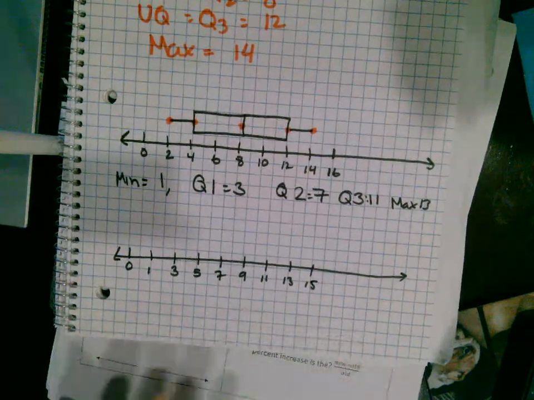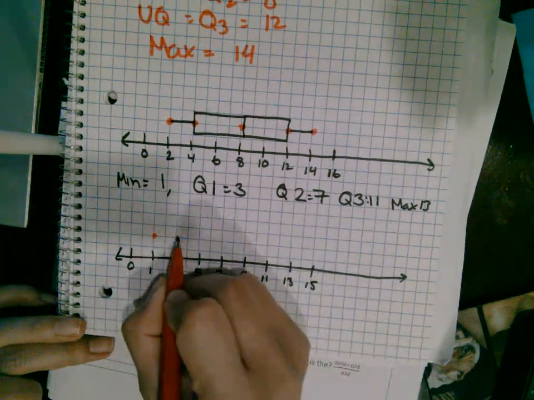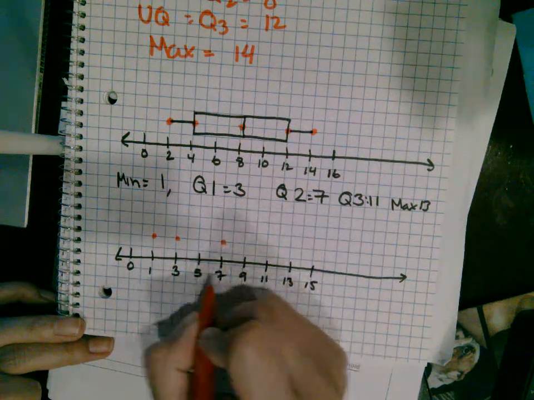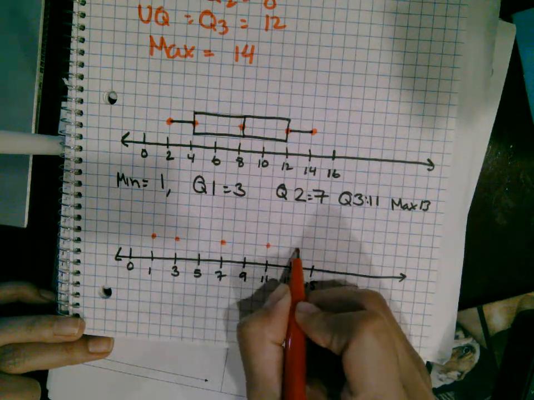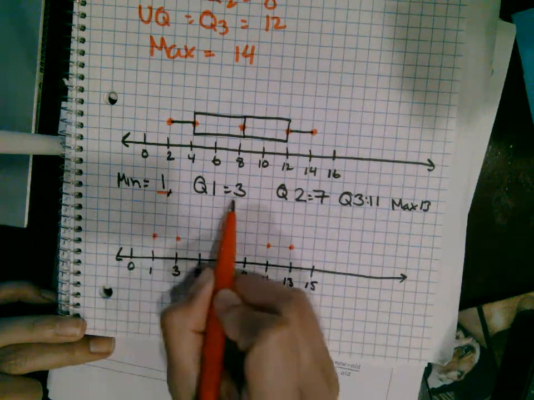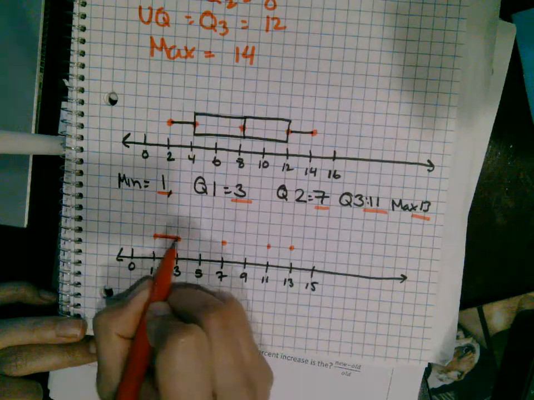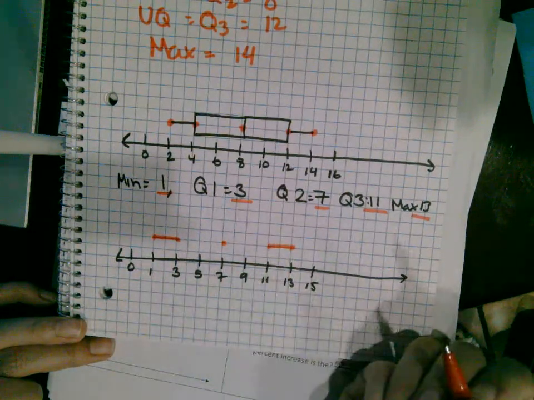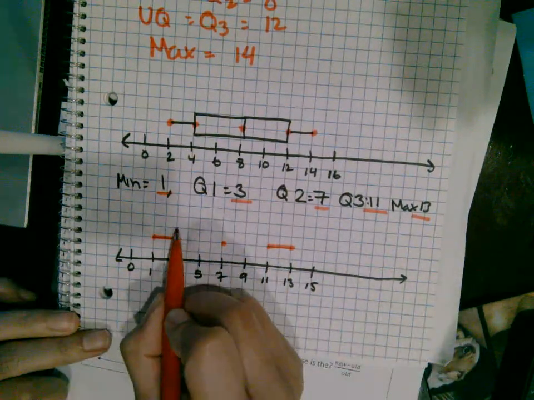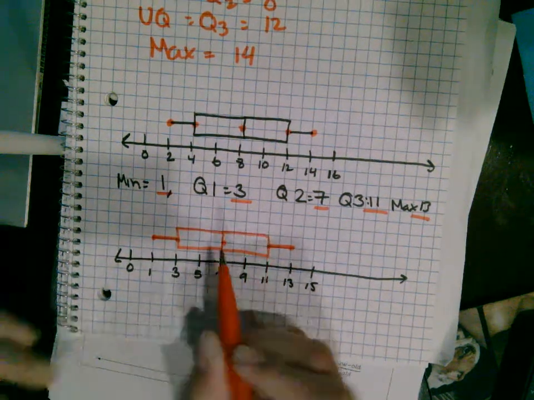So your first dot is your minimum. So I'm going to put 1 dot there. Then at the 3, the 7, the 11, and the 13. So I put a dot on top of all of these numbers. 1, 3, 7, 11, 13. The first 2 dots and the last 2 dots create your whiskers. And then in between here are your 2 boxes. That's all you have to do.